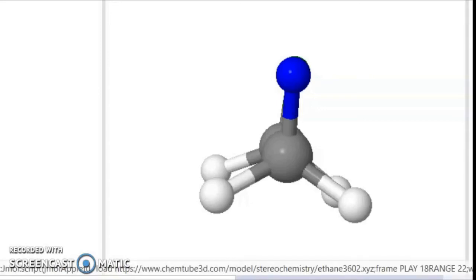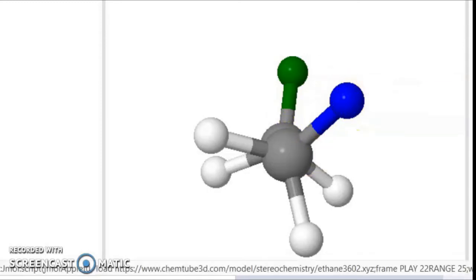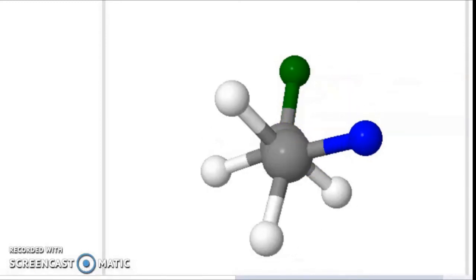Alright, now we are going to rotate it by 60 degrees. Now the dihedral angle between these two hydrogens is 60 degrees. Alright, now you can see a different conformation, a different structure. Okay, now another 60 degrees. Alright, we have got another conformation.